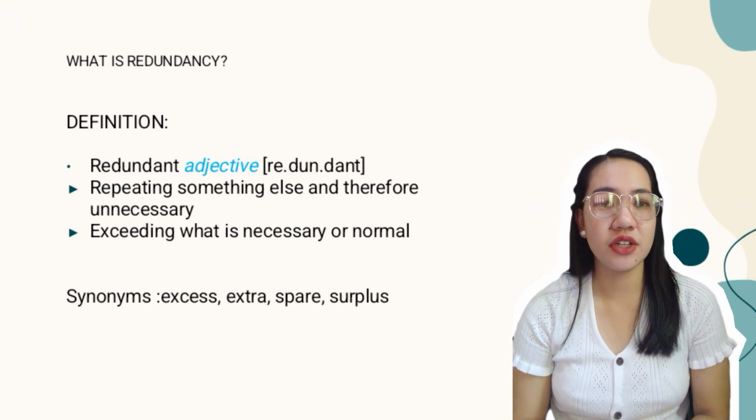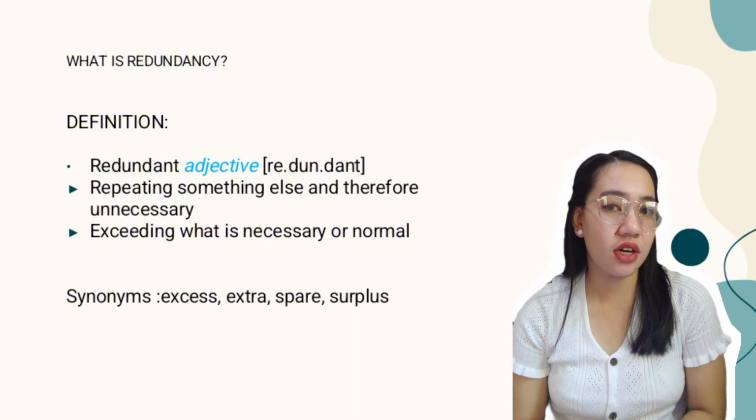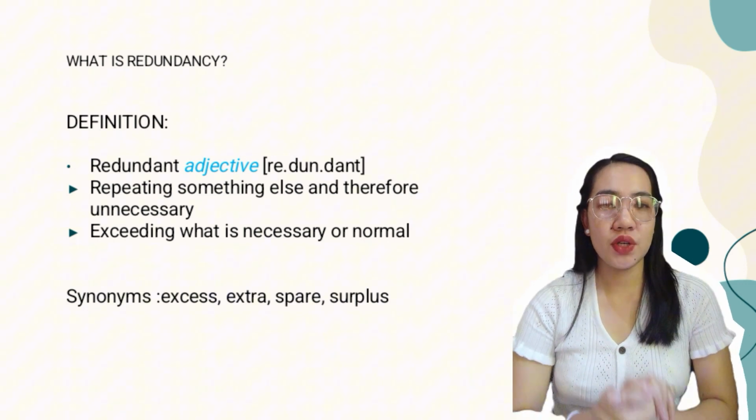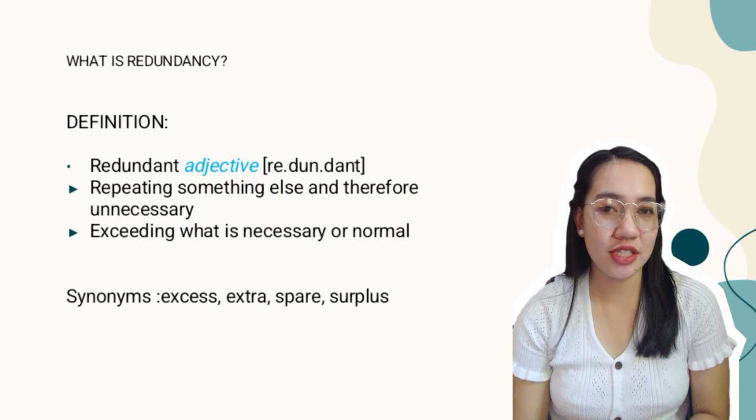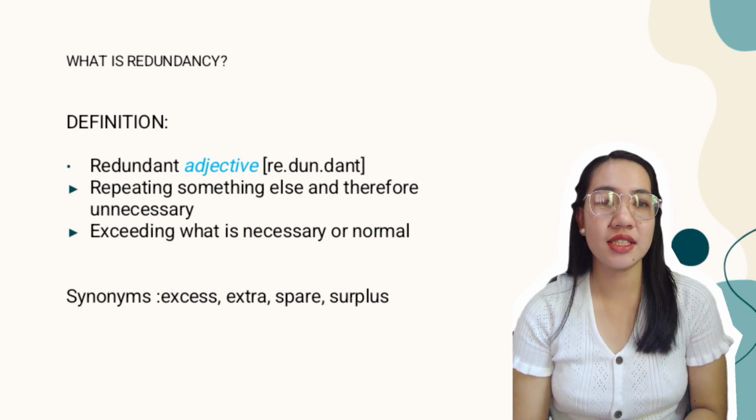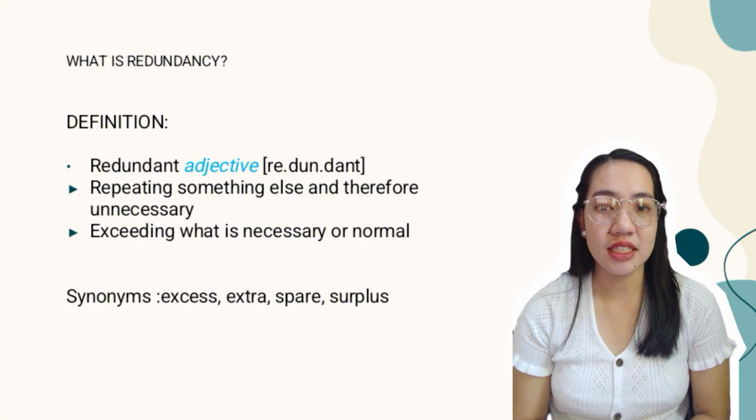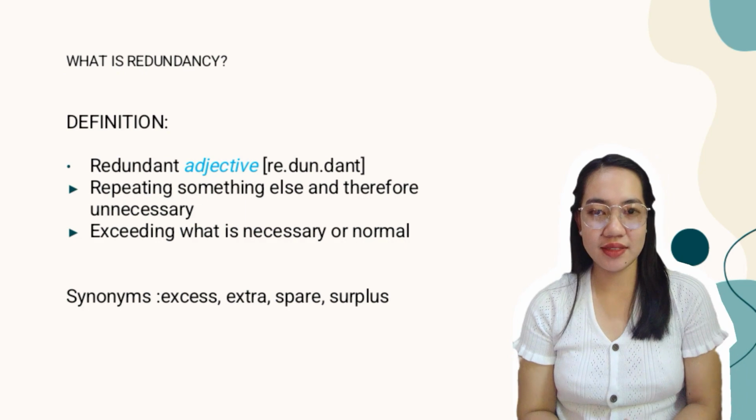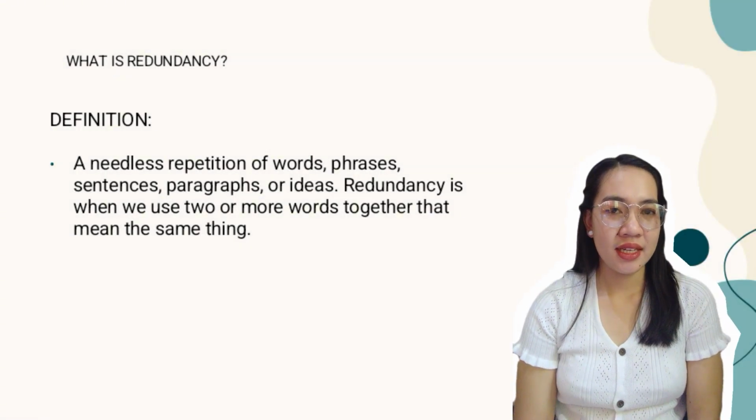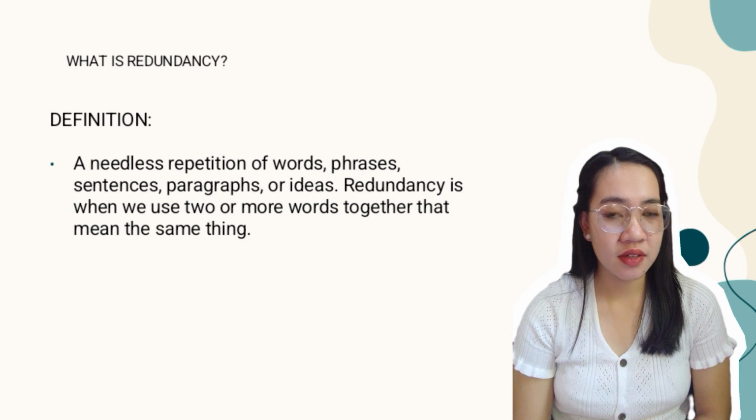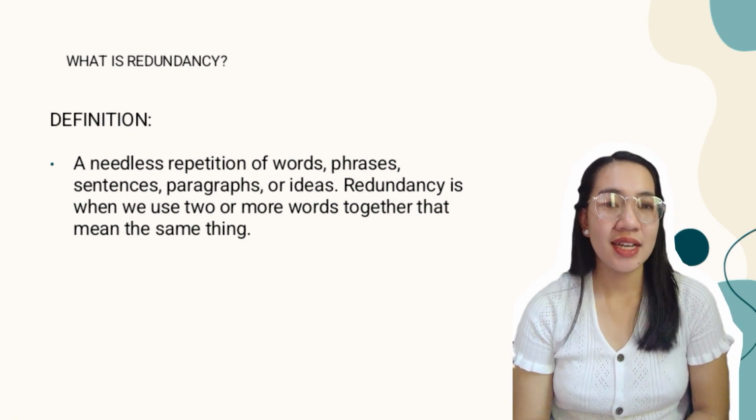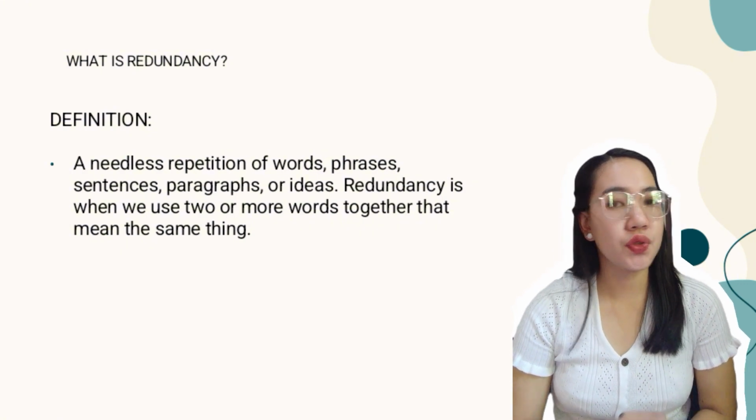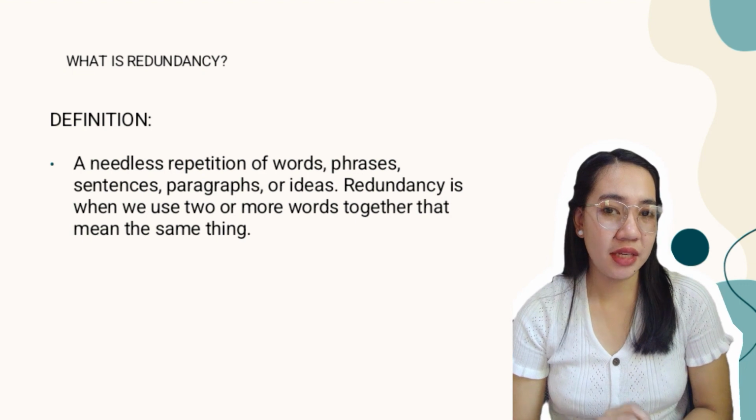Exceeding what is necessary or normal means you said you exceeded already and you're saying it again and again. When it comes to English grammar, redundancy is not good if anything doesn't add to the sentence, means it is not needed. If it is not needed, then we need to remove it. In other words, it is a repetition of words, phrases, sentences, paragraphs, or ideas. Redundancy is when we use two or more words together that mean the same thing.